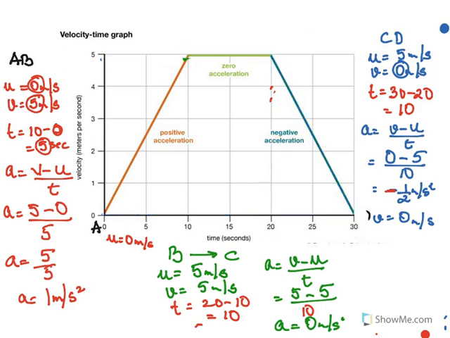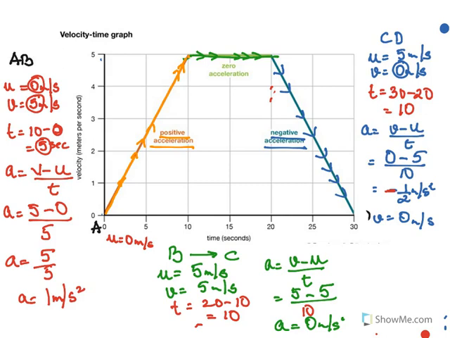So if I were to go over this graph again, the body starts at rest and it keeps on increasing its speed here. Once it is at this position, then the speed remains constant, so we call it zero acceleration. Here in the first case we call it positive acceleration because the speed increases, and now the speed begins to decrease here. The body begins to slow down, and hence we call it negative acceleration.